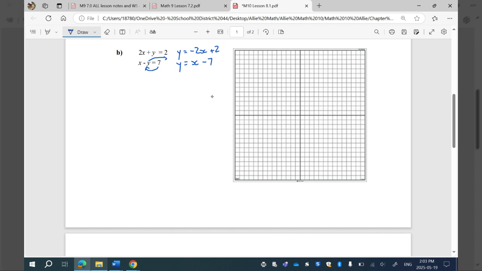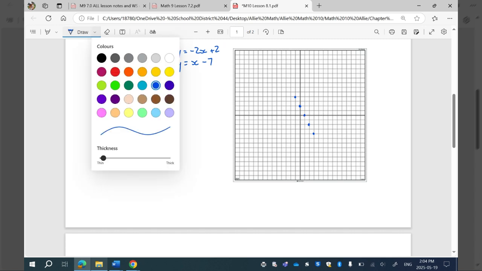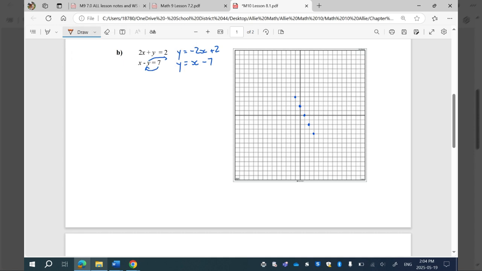Do the top one, we get a dot at positive 2, that's our y-intercept. Then a negative slope, so we go down 1, right 1, down 1, right 1. Let's go the other direction, and let's go 1 down that way. And then our other line, we start at negative 7. 1, 2, 3, 4, 5, 6, 7. And then we're going to go positive slope, up 1, right 1, like this.